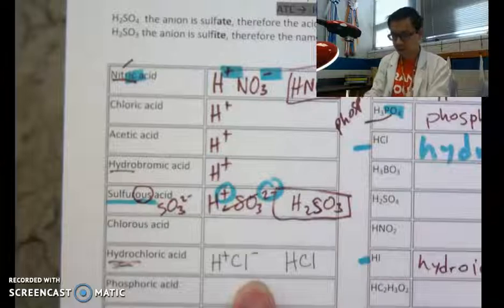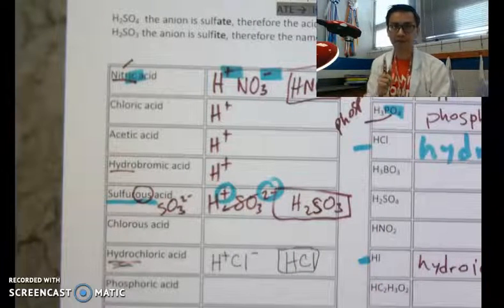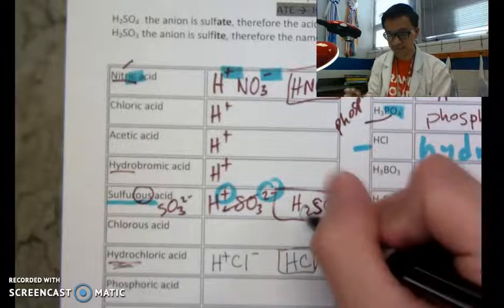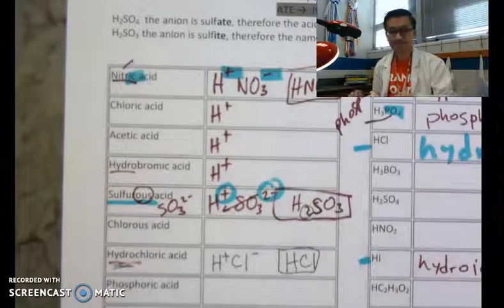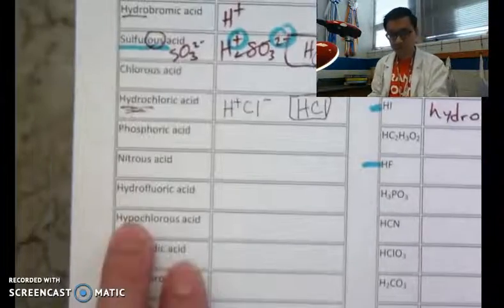Okay. Notice my final formula. There are never charges on the final formula. The charges are only to help you find the formula, to get those numbers at the bottom. All right, so let's do one or 2 more.